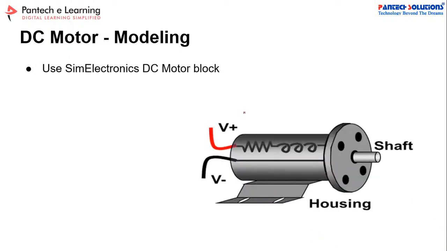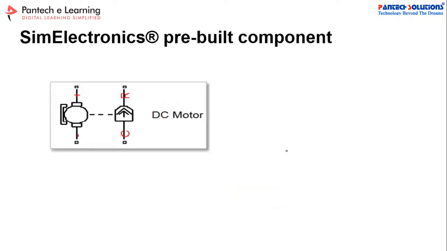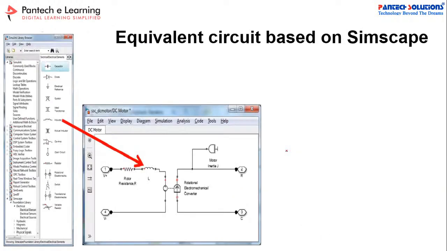See here, resistance and inductance are the electrical systems. Similarly, the shaft and housing are the mechanical systems. So we have to equate all these things, right? In this way, how can we understand the DC motor? So let us take the DC motor. This DC motor has two different components.